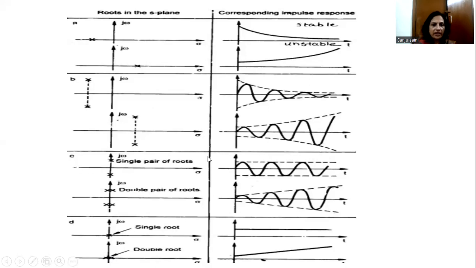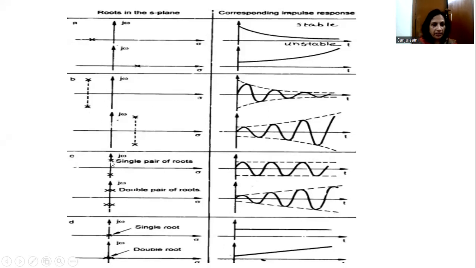So from this diagram, it is clearly visible that if the roots of the characteristic equation are lying in the left half of the S-plane, then the system is stable. If any one root of the characteristic equation is lying in the right half of the S-plane, the system output goes out of bound, so the system becomes unstable.